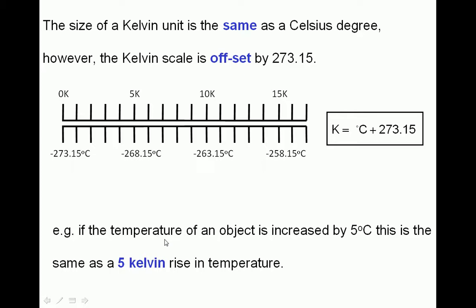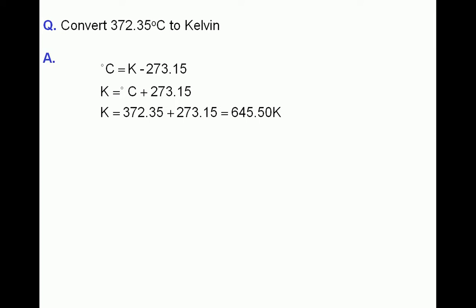Now sometimes you don't actually need to do the conversion at all. For example, if I was told that the temperature of an object is increased by 5 degrees Celsius, because I know that the size of a Kelvin unit is the same as a Celsius unit, then this is the same as a 5 Kelvin rise in temperature. Okay, good.